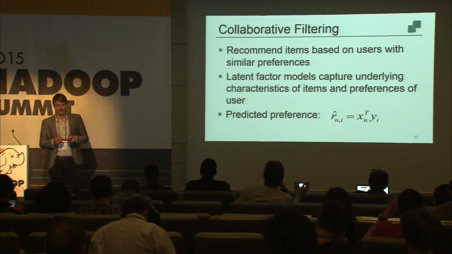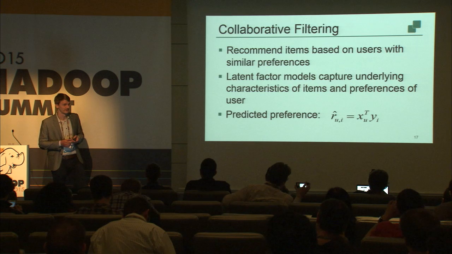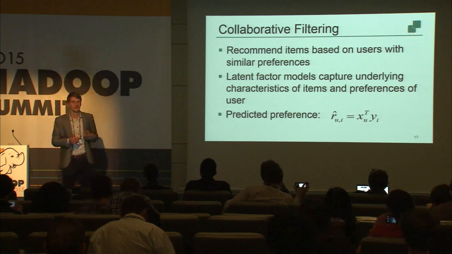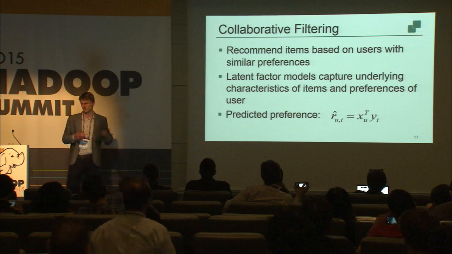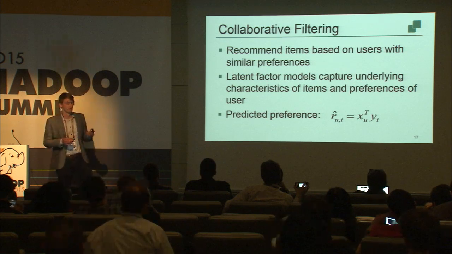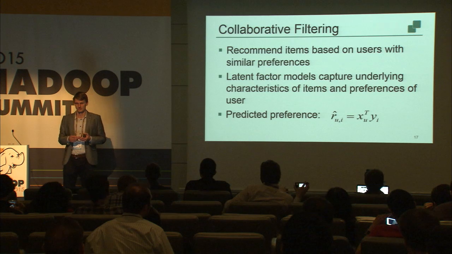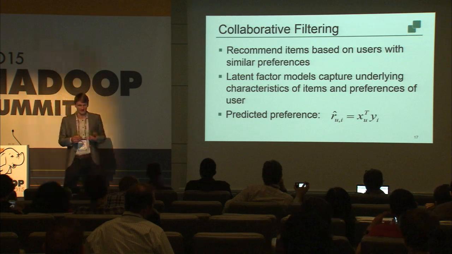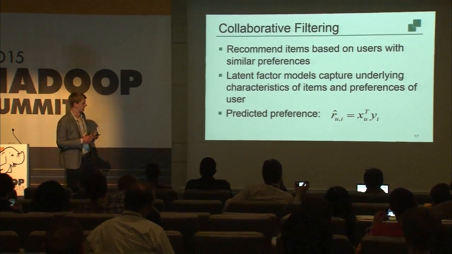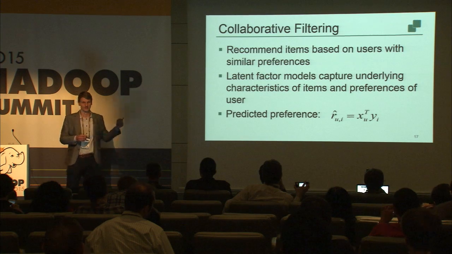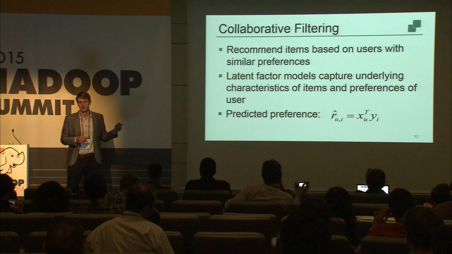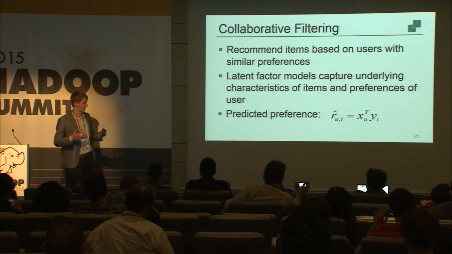One way to do it is to train latent factor models, where the latent factors capture the underlying characteristics of the items or movies or whatever, and the preferences of the users. And once we have these latent factors, let's say it's actually a vector x and a vector y, we can compute or predict the preference of user u for an item i by simply calculating the scalar product.